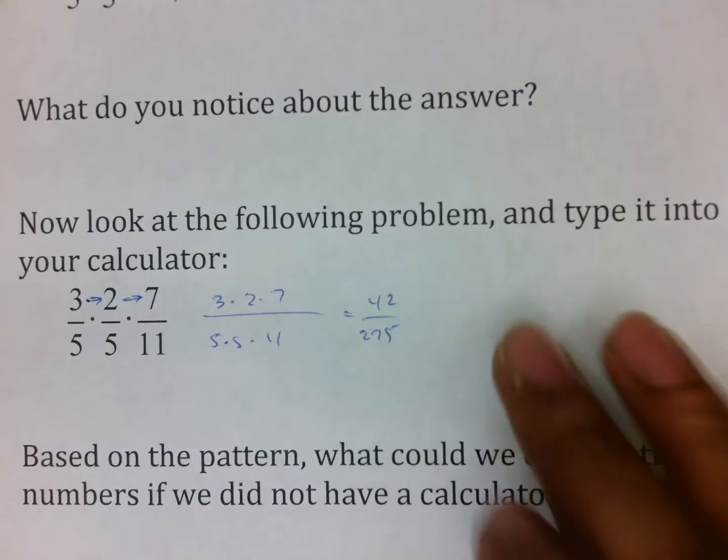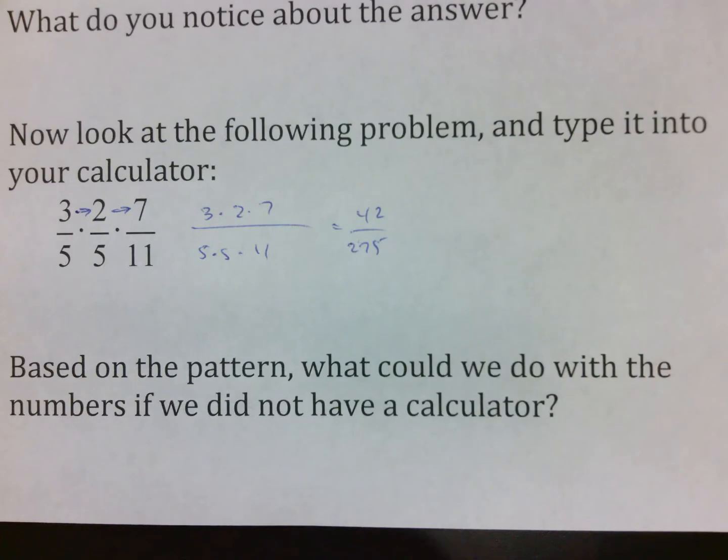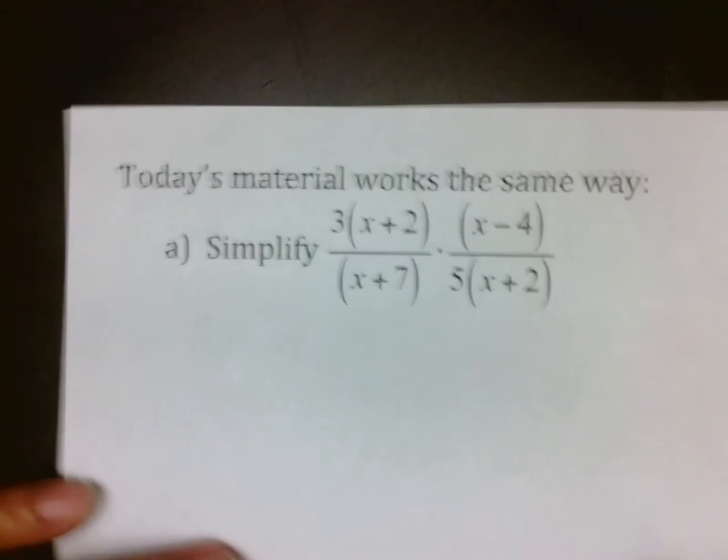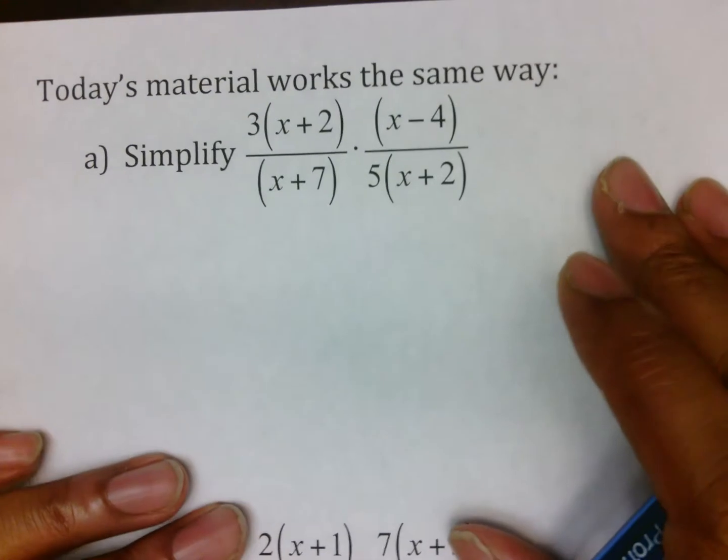Bottom line is, based on the pattern, sorry about that, it's a great time for me to mess up, but it's going to be online forever. What happens if you don't have a calculator is that you simply take everything on the top and put it together, and then you divide it by everything that's on the bottom. It's going to come together in today's material.